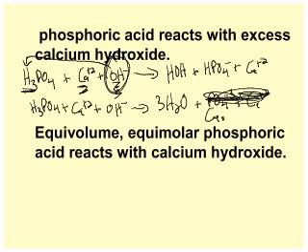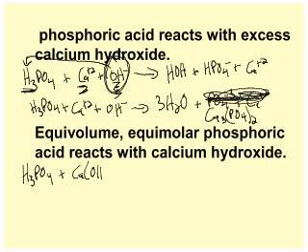So Ca3(PO4)2, taken twice. Okay. Same question, yet not the same question. Equal volume, equal molar phosphoric acid reacts with calcium hydroxide. So I have phosphoric acid again, H3PO4, with calcium hydroxide. Now because it's equal volume, equal molar, whoops, I meant to ionize that.